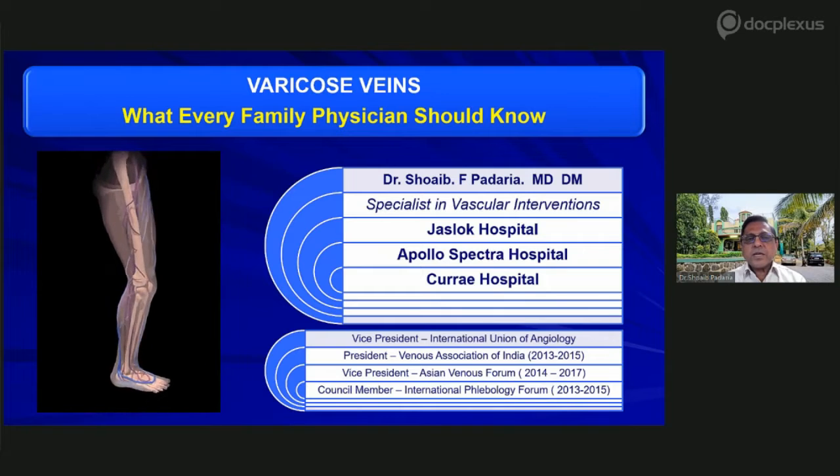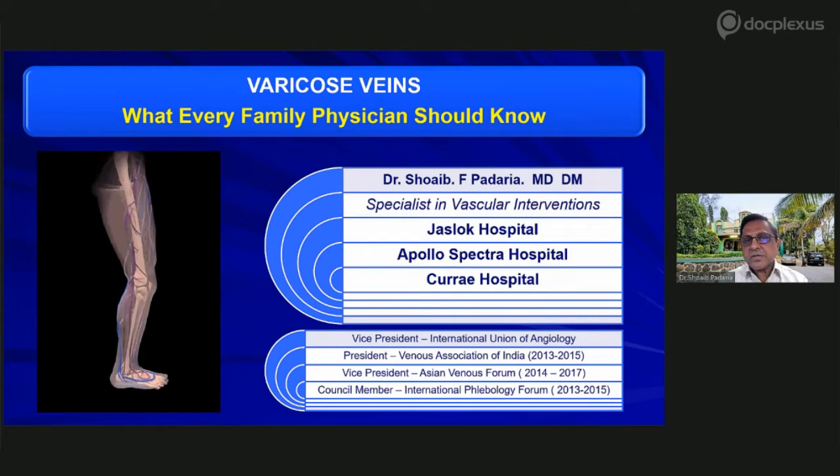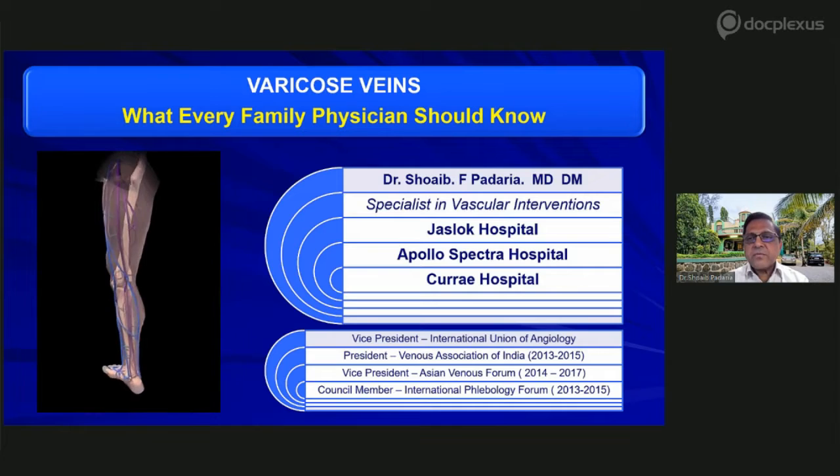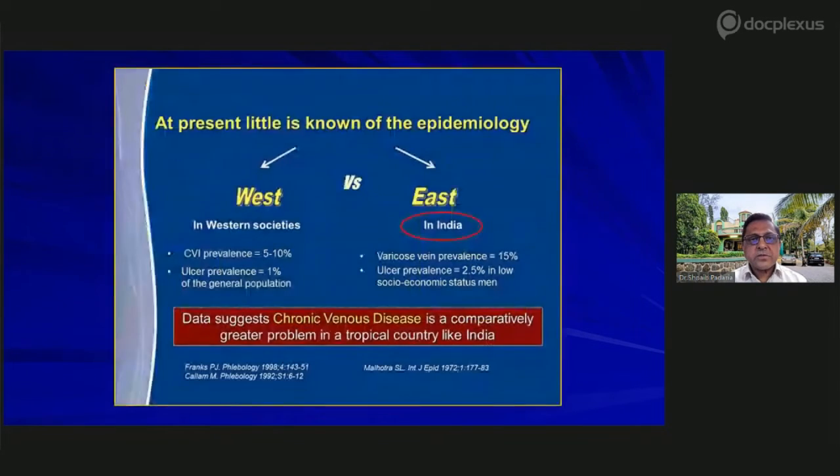What I'm going to do today is something which is very basic, but at the same time very practical and very useful to all of us when we deal with our patients. And that is what should every family physician know about varicose veins? Now, you're probably aware, still statistics say it all, that almost 20% of all adults suffer from varicose veins. And if you split it up, you'll see that 25% of all women and 15% of all men suffer from some form of varicose veins. And as age increases, obviously the prevalence of varicose veins also increases.